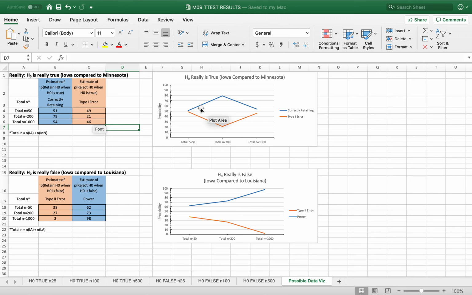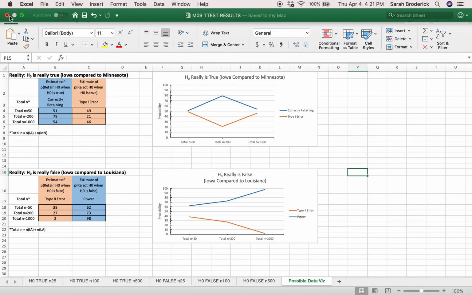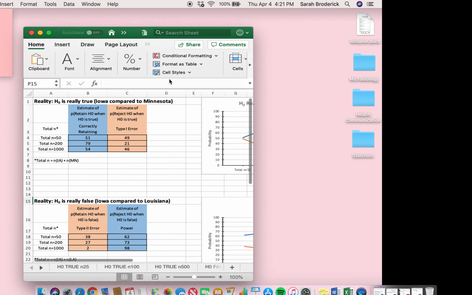And then they graphed automatically. So this is what it looks like. I don't know, the second one looks more accurate, but I'm not sure what they're really supposed to look like. And then I did the same thing down here for the null hypothesis when it was really false, so when Iowa was compared to Louisiana. And then, yeah, I think I covered everything.